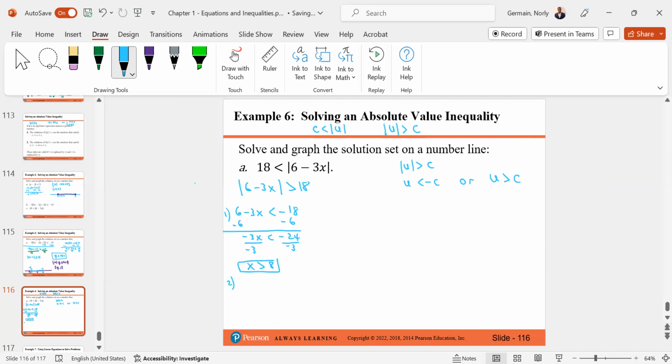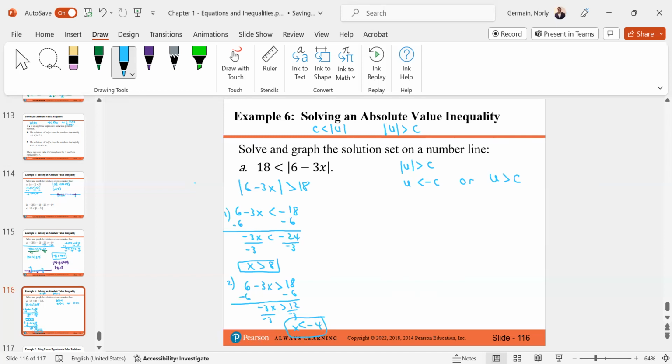Now, second of all, we have 6 minus 3x. Because we remember we need to do it twice, it's going to be greater than positive 18. One is less than negative 18, the other one greater than positive 18. If we subtract 6 from both sides, we end up having negative 3x greater than 12. If we divide both sides by negative 3, x is less than negative 4, okay? So we have our two answers.